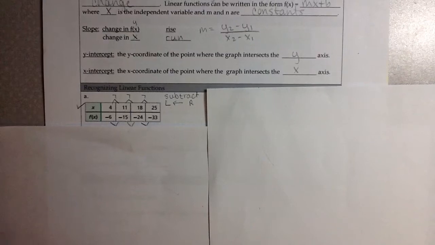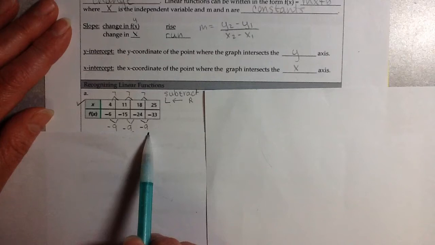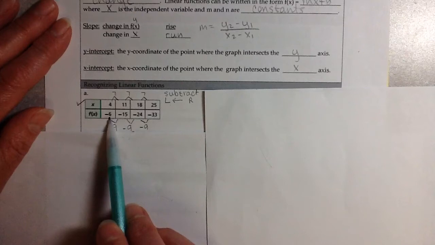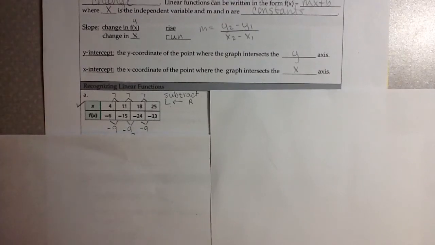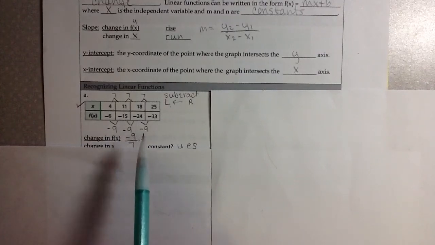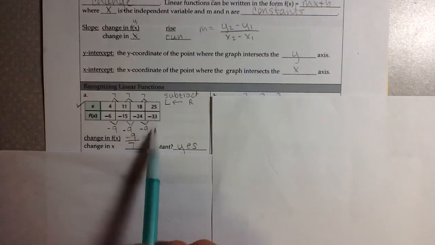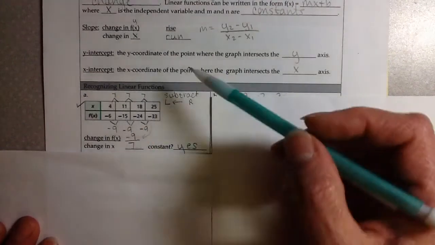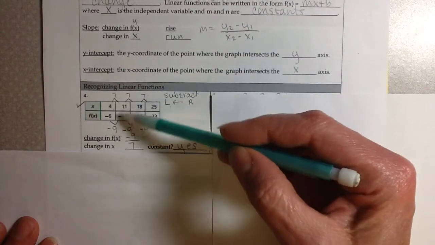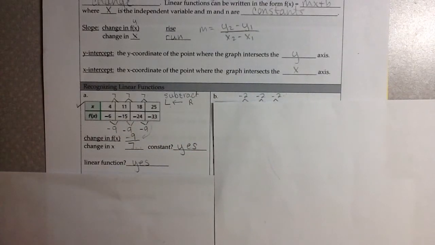Again, from right to left, we're going to do negative 33 minus negative 24, which will give you negative 9. Negative 24 minus a negative 15, again negative 9. Negative 15 minus a negative 6, again negative 9. So the change in f of x is going to be negative 9, and the change in x is going to be 7. Again, the y's go in the numerator and x is in the denominator. So this is a constant rate of change. It's the same, negative 9 over 7 for all of those. That means it's a constant rate of change, so it is a linear function.